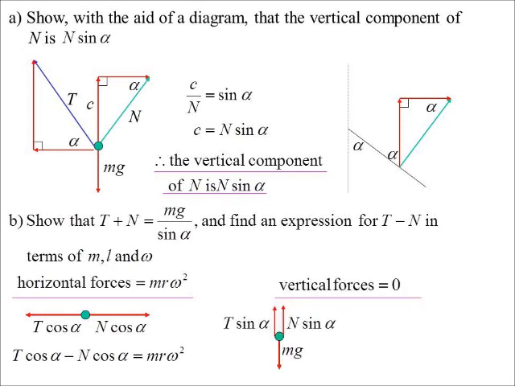Okay, vertical forces. Component of tension, component normal, and gravitational force. They all add together to give 0. Because they add together to give 0, it doesn't really matter which one I make positive, which one I make negative. But I can rewrite that to make T sine alpha plus N sine alpha equal to mg. So we're looking for T plus N. Well, T sine alpha plus N sine alpha is mg. I'll just divide by sine alpha.